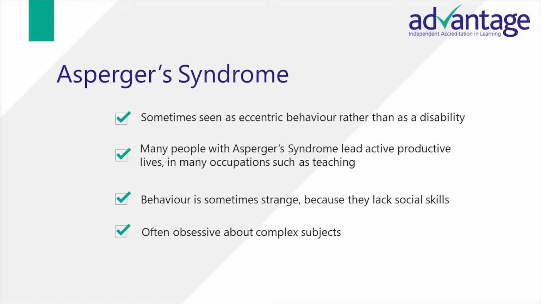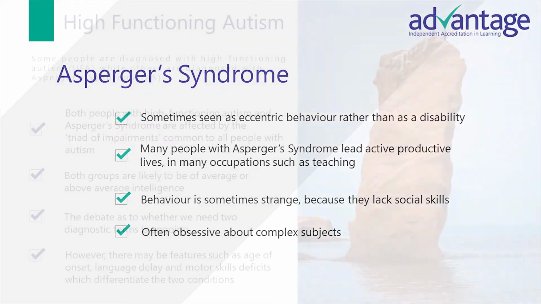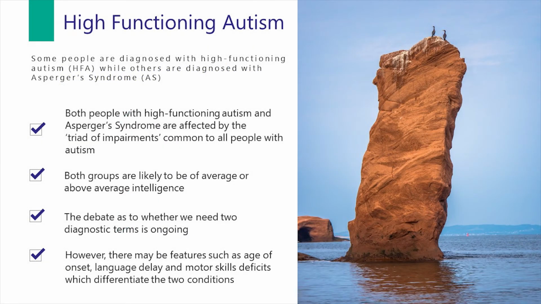Asperger's Syndrome has often been characterized as eccentric behavior rather than as a disability. Many people with Asperger's Syndrome lead active and productive lives in many occupations such as teaching. The behaviour of some people with Asperger's Syndrome is sometimes seen as strange because of a lack of social skills. People with Asperger's Syndrome are often obsessive about complex subjects. This also leads us to what is sometimes known as high-functioning autism.